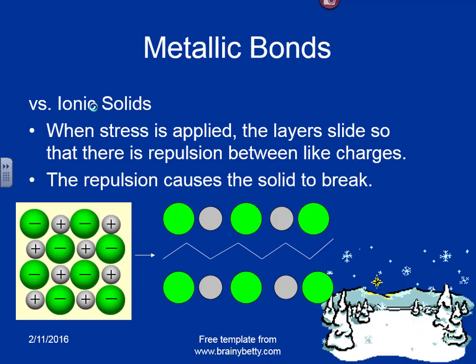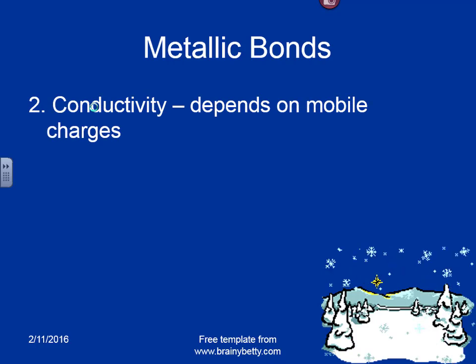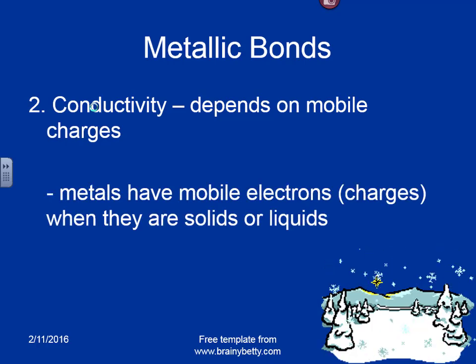So the fact that metals have electrons that are free to move is what allows them to be malleable and ductile. They can be flattened and they can be stretched because those electrons almost provide the grease between the layers of cations. That same idea that the electrons are free to move also provides metals with the property of conductivity, meaning they can conduct electricity and heat very well. Being able to conduct electricity depends on having mobile charges, in other words, electrons that can move. Because metals have mobile electrons, when they're solids or liquids, they can conduct electricity.